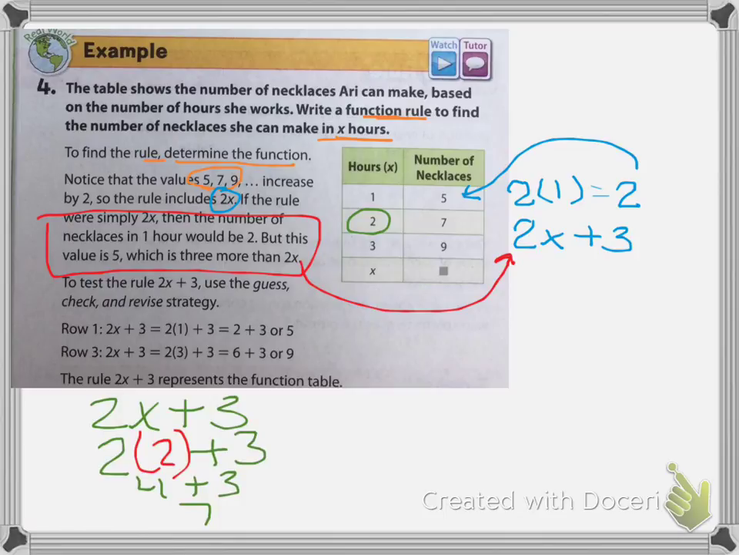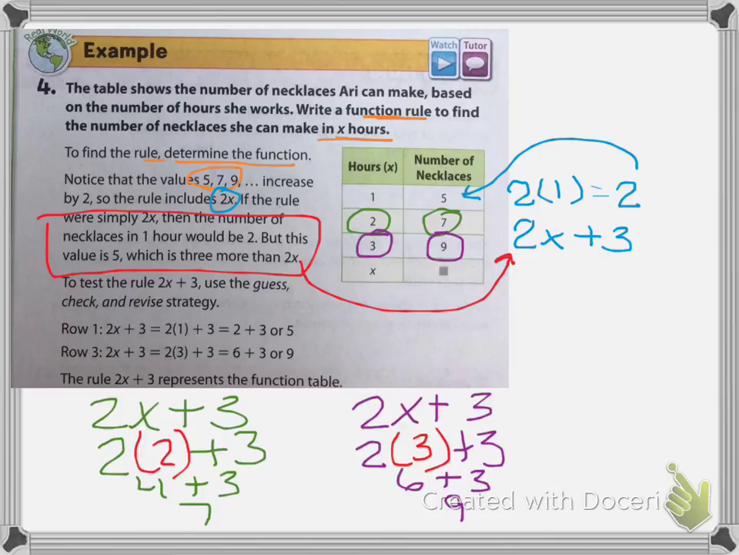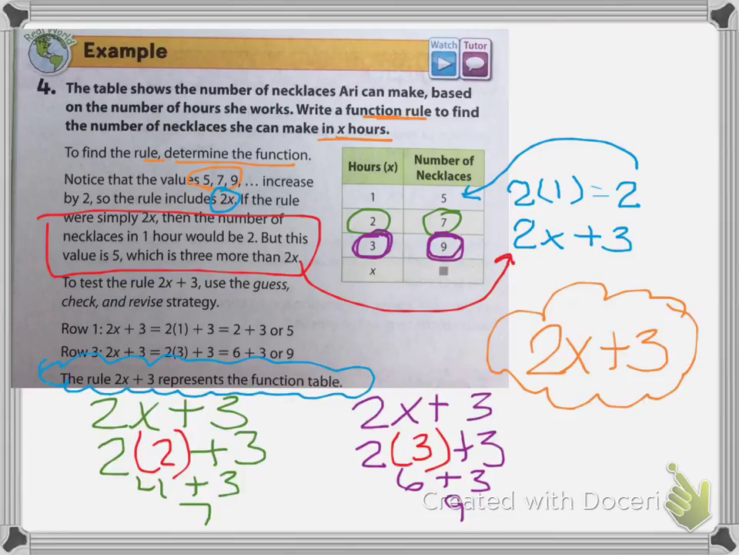Okay, and as you can see, I did the problem below here. We've got 2 times 2 plus 3. 4 plus 3 is 7. And since 7 is the number in our output category here, that one works. Let's check the next one. Okay, as you can see, I plugged in the 3. Notice I circled that 3 in purple. So I plugged in 3 to our rule, and we've got 2 times 3, which is 6, plus 3, which is 9, and as you can also see, 9 is the output for 3. So it looks like we have a good rule. So the rule for number 4 is the rule 2x plus 3 represents the function table.